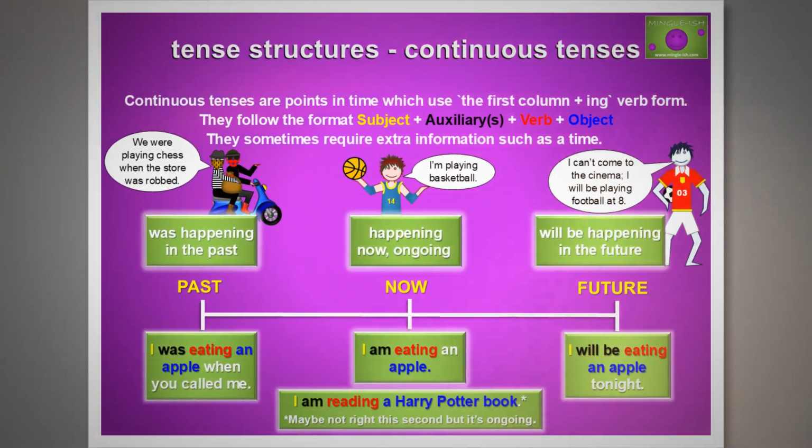Continuous tenses are points in time which use the first column plus ing verb form. They follow the format subject plus auxiliaries plus verb plus object. They sometimes require extra information such as a time.